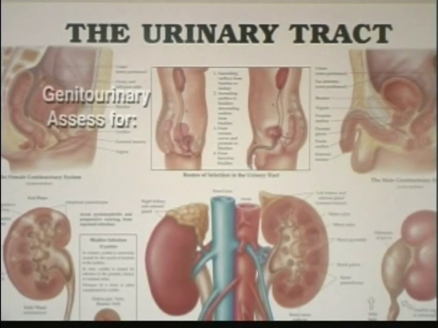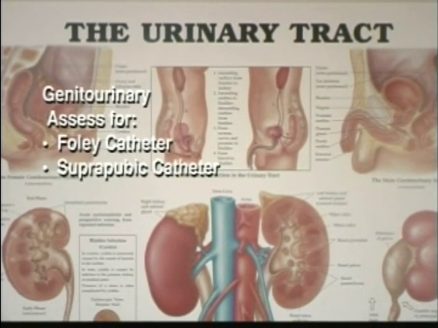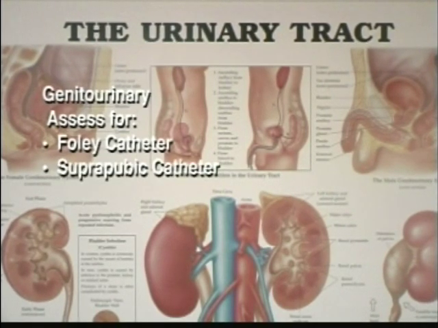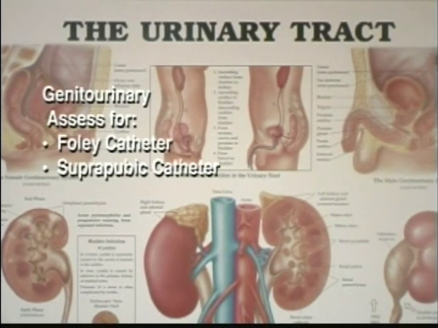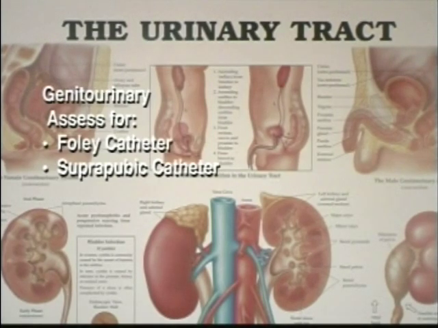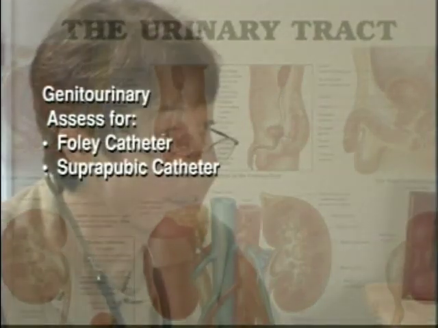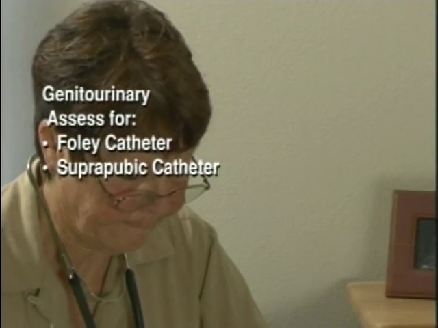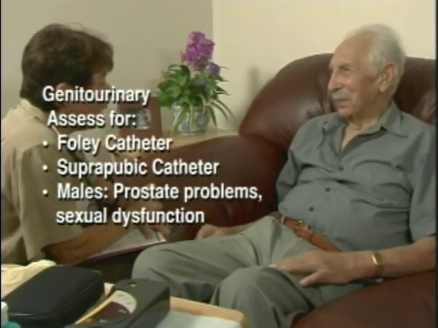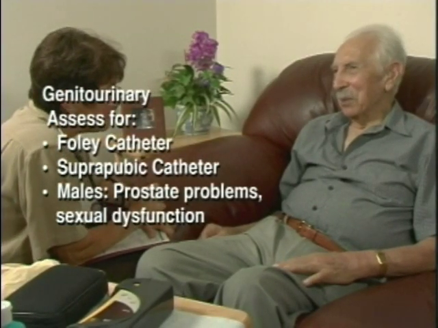patient's assessment. If a catheter is present, either a Foley or suprapubic, document the date of the last change, the catheter size, and balloon size. In addition, the GU system includes an assessment of gender-specific issues. For males, assess for prostate problems and sexual dysfunction.